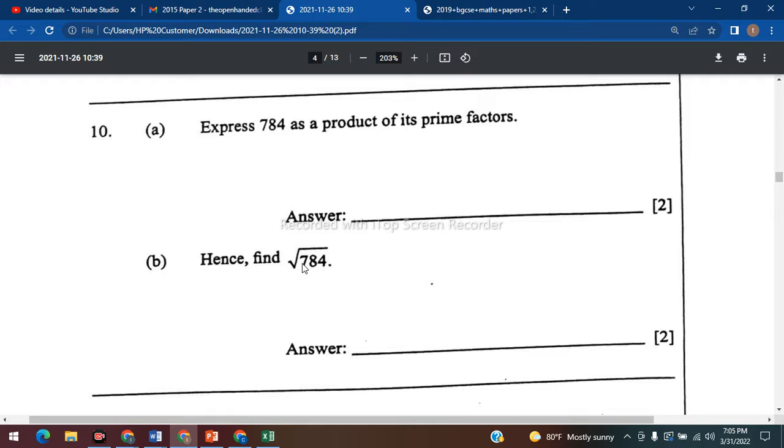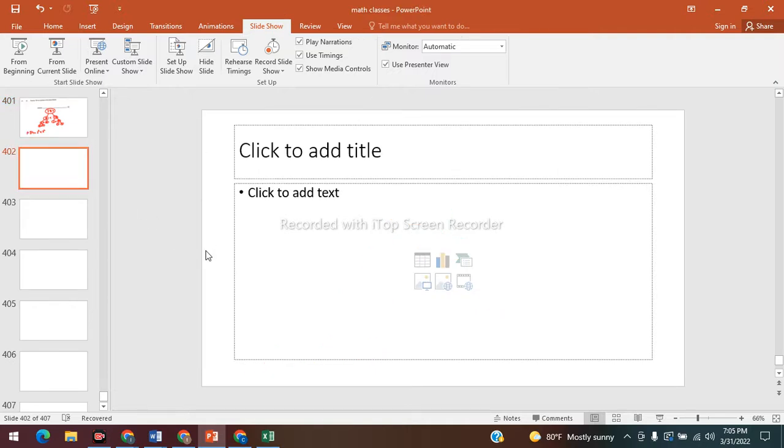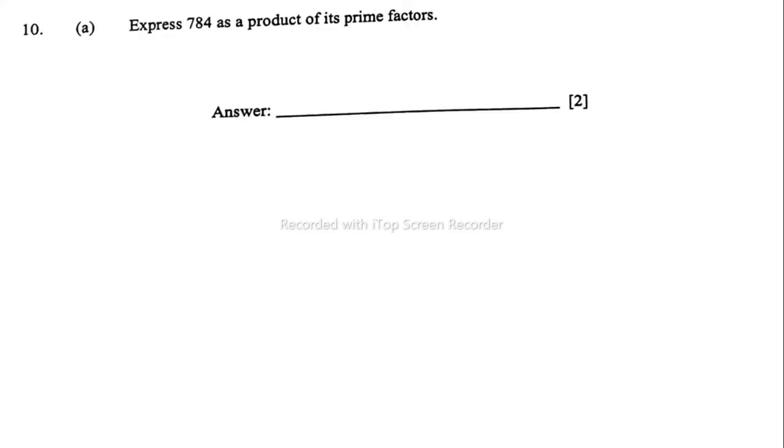B. Square root of it. Yeah, so that's what they're telling us. We have to use the information gained in the first question. Alright, so let's do that. From the first question, we know that 784 can be expressed as a product of primes.